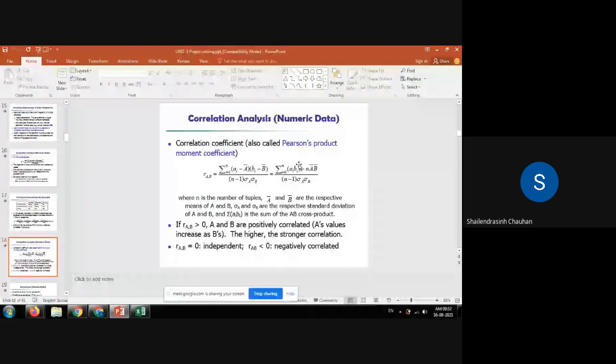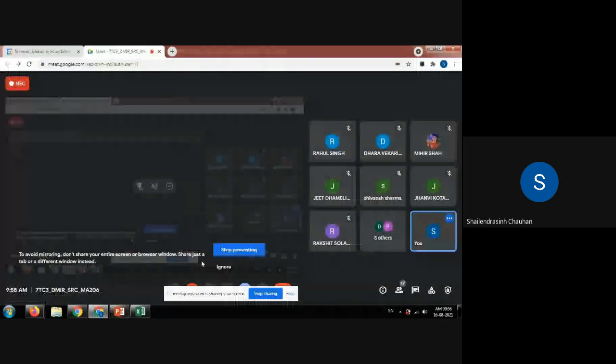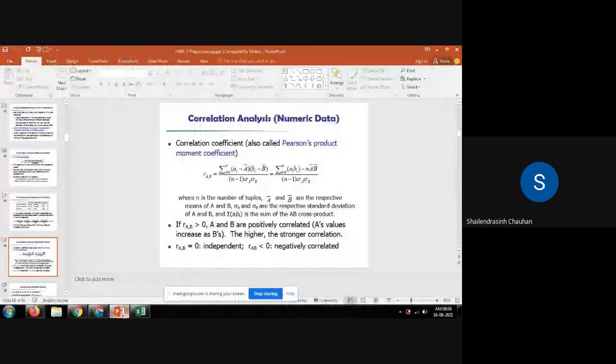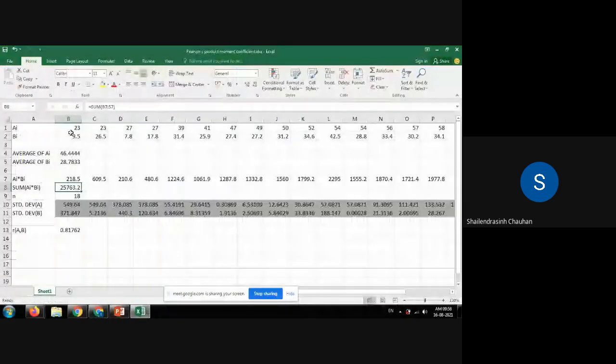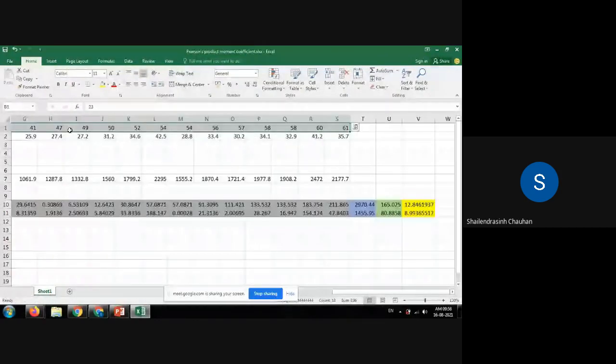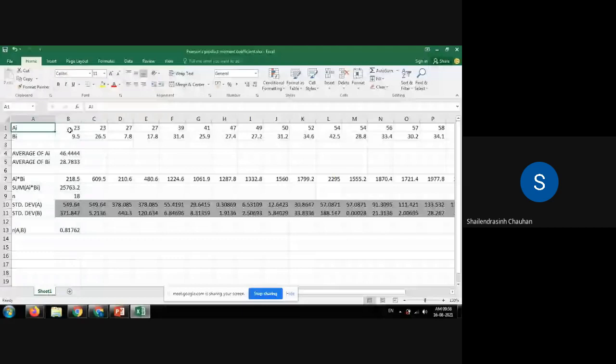So now from this equation, we are having sigma A into B. Now we are also having A bar, B bar as average of A, average of B. And number of records that we are having. So you just count the records that you are having. So total we are having 18 values. So n will be 18.